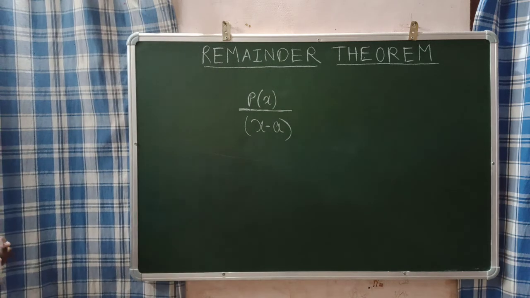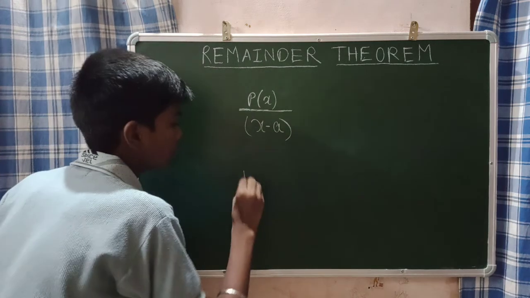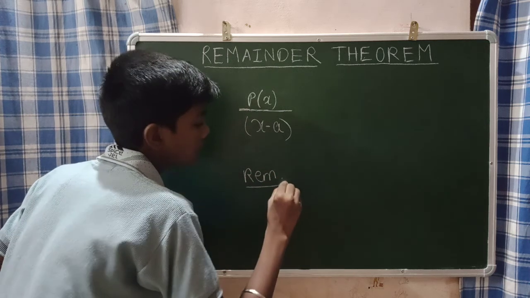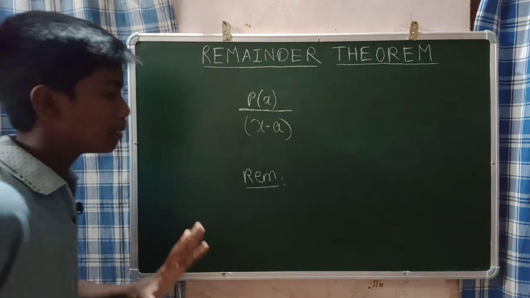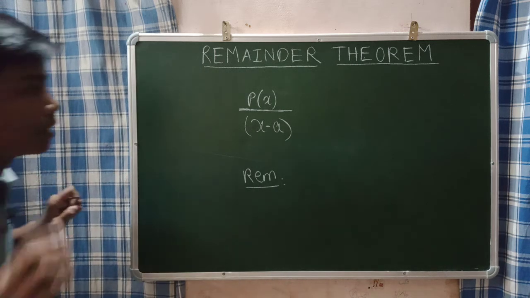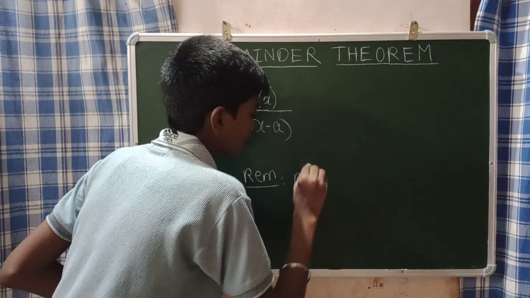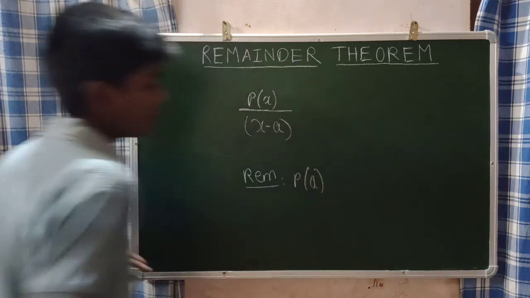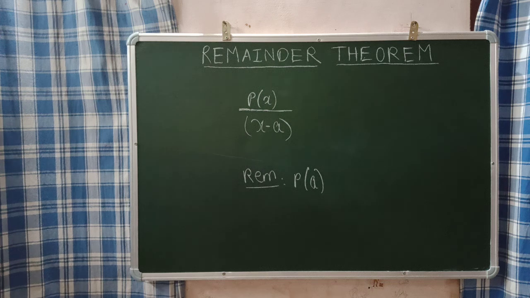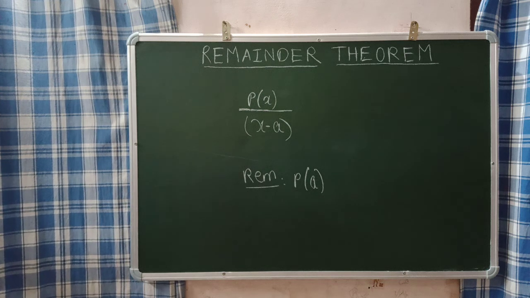Using the remainder theorem, let me represent the remainder as REM. REM means remainder only. So using the remainder theorem, the remainder for this particular division will be P of A, and that is something the remainder theorem states.